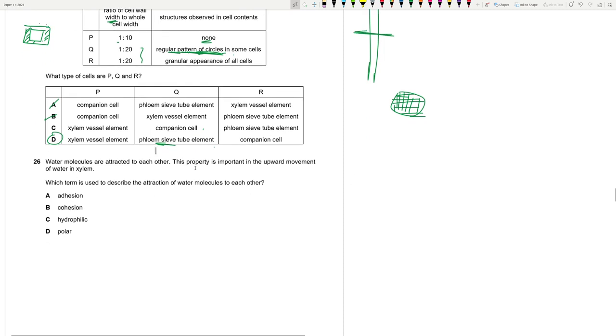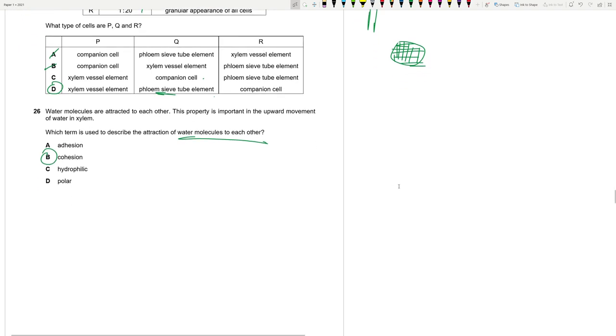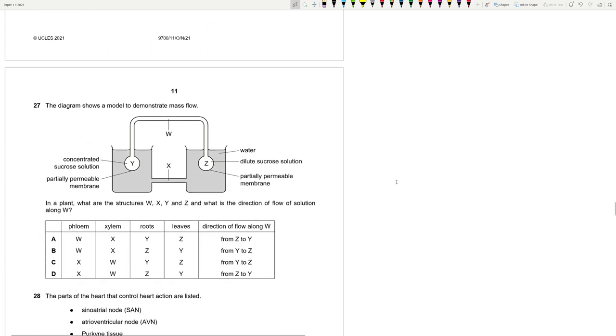Water molecules are attracted to each other. This part is important in the upward movement. Which term is used to describe the attraction between water molecules themselves? Remember, glue is an adhesive, right? Glue sticks other substances together. That's how I remember. So this is actually cohesion. Attraction between similar types of molecules is called cohesion, and between different molecules, adhesion. Water to the cell wall, lignin, right?